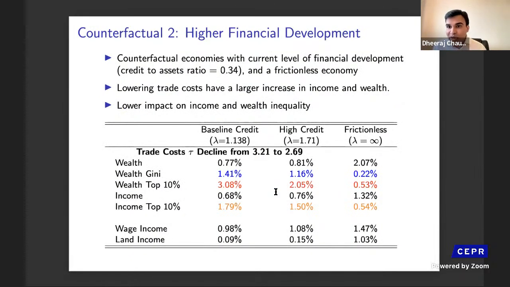What I do in the second counterfactual is I consider different economies, and I change the level of financial development. So the first counterfactual is where I consider an economy that has the same features as my baseline economy.